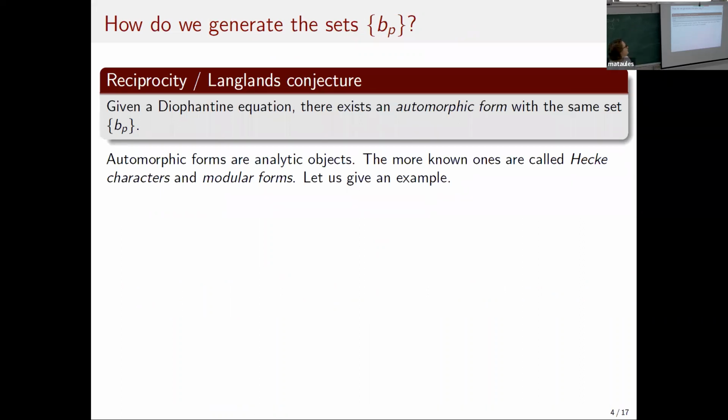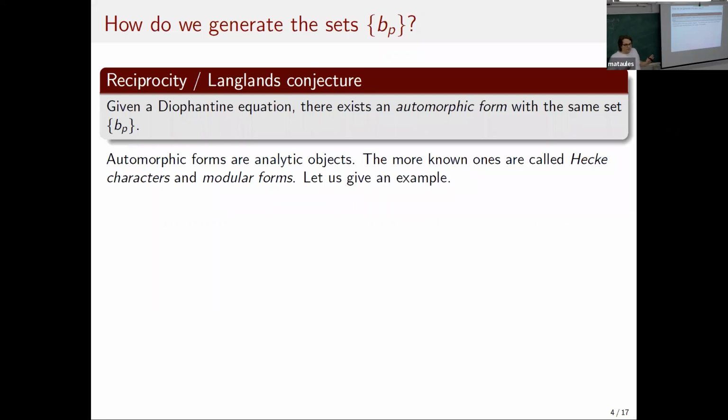And this is what is called reciprocity or the Langlands conjecture. Langlands is a mathematician who has a lot of conjectures on this topic, and broadly it is called reciprocity. Basically, what the reciprocity conjecture says is that given a Diophantine equation, there exists an analytic object, which I'm not defining again because it's complicated, that is called an automorphic form that has the same set of VPs.